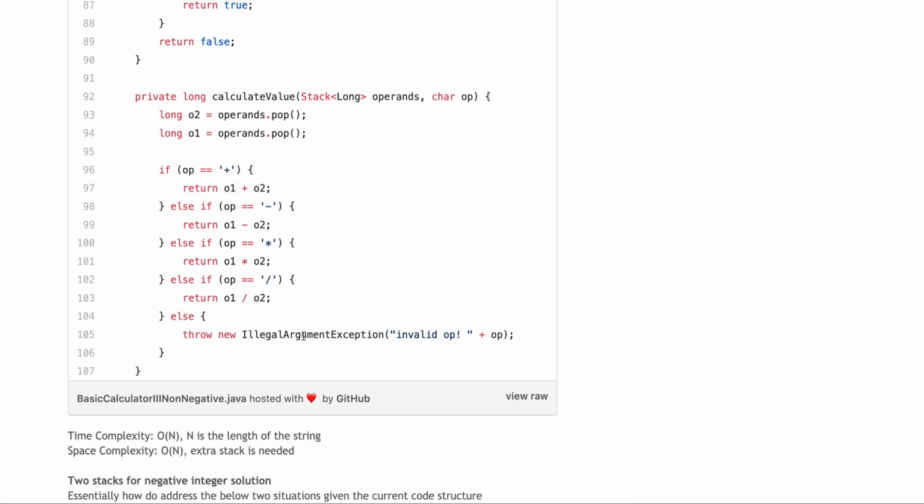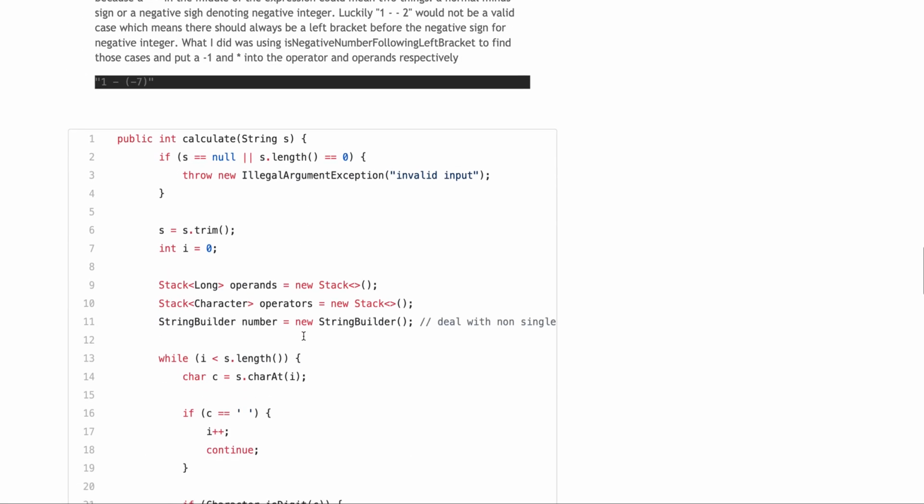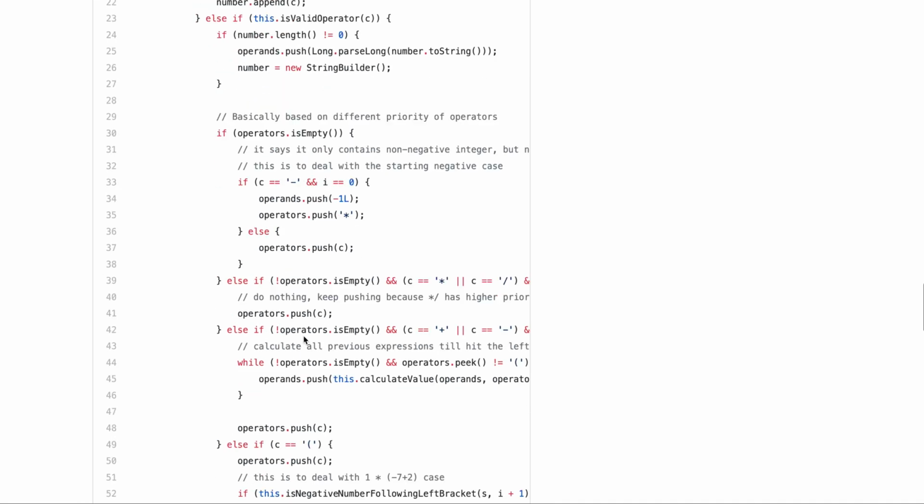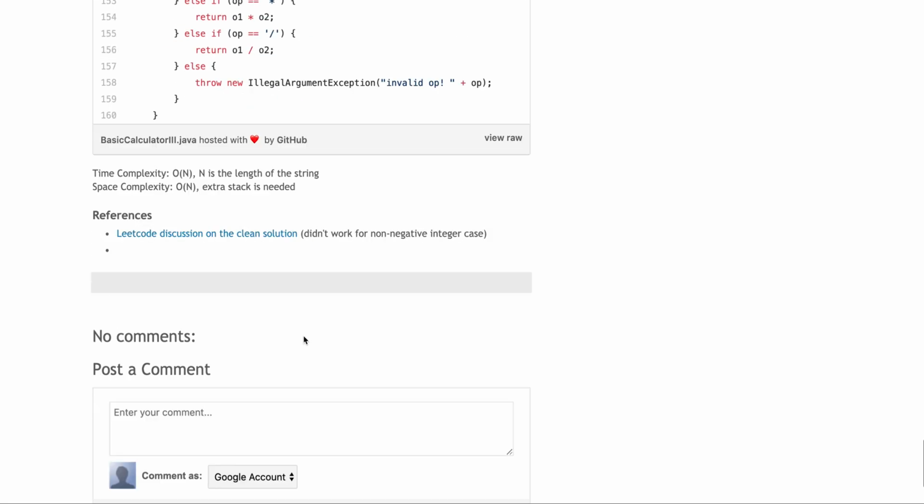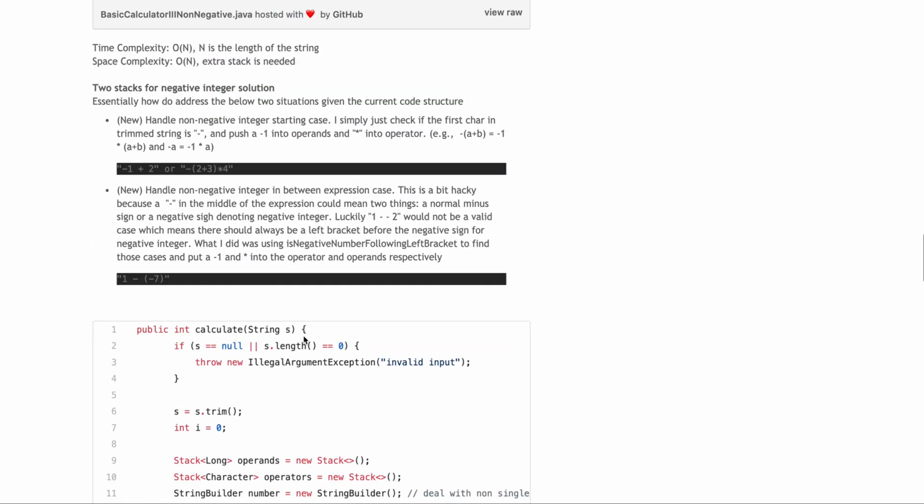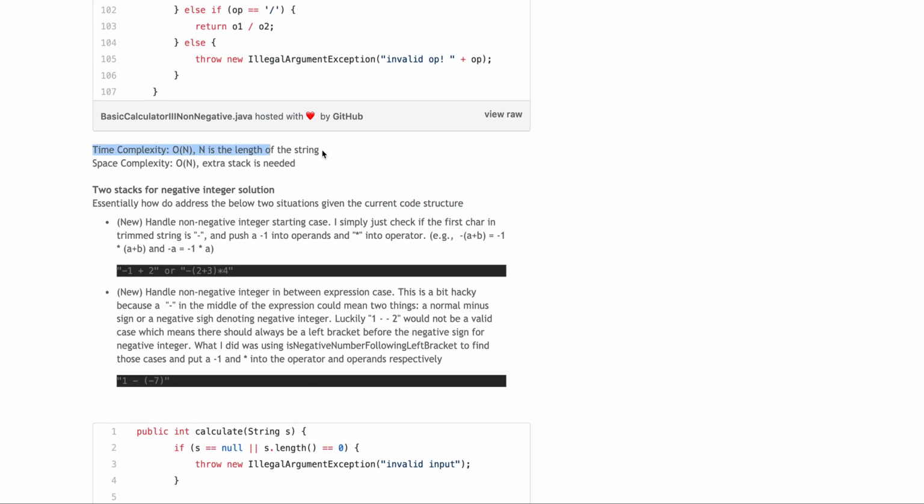Okay, so what are the differences? How do we handle the negative integer case given the current code structure? So here's what I did. The time complexity and the space complexity is all O(n), just like before, because we go through the string once, and we do have to use an extra stack. Okay, let's talk about how we handle the negative integer case.